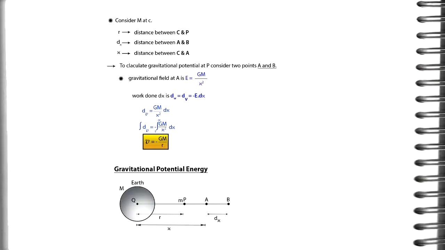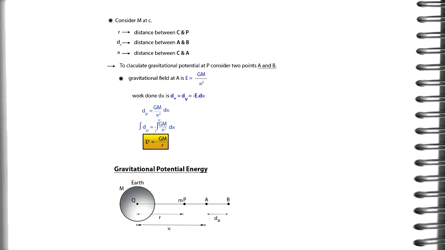Work done for dx is dW equal to dV equal to minus E dx. dV equal to GM by x square into dx. If we integrate this term, integral dV equal to minus integral r to infinity GM by x square dx. Finally, we get the equation V equal to minus GM by r.